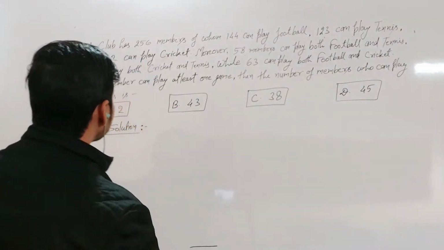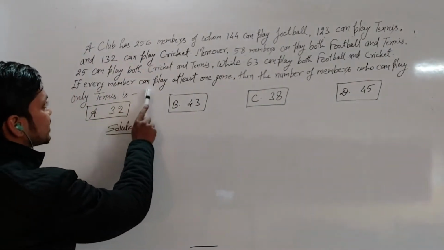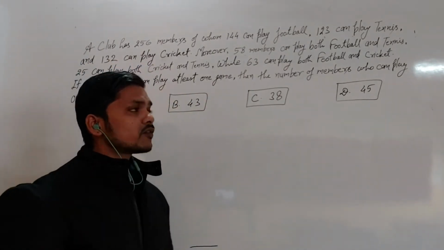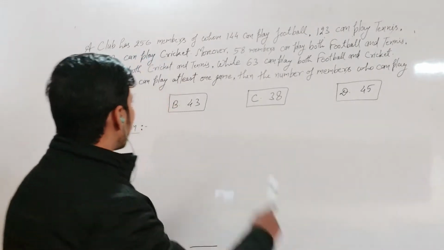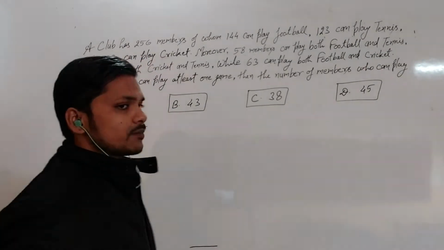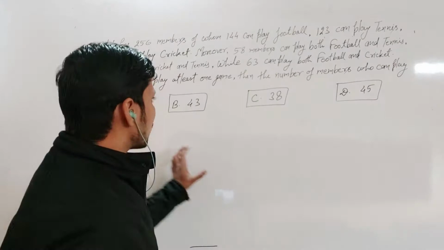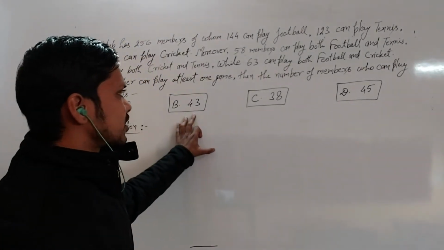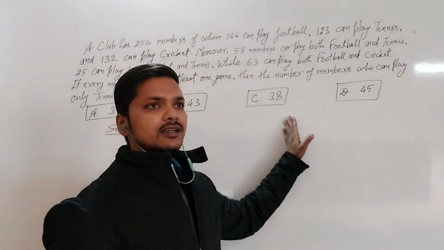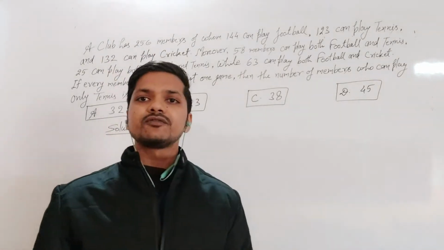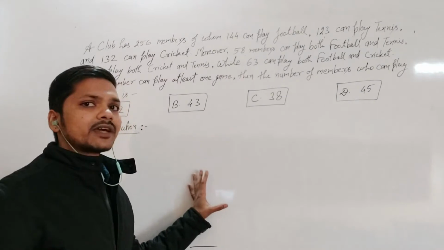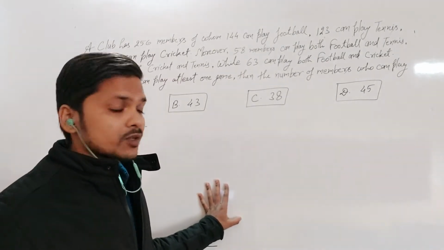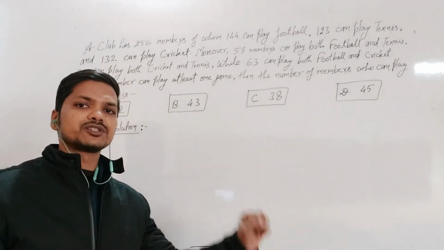So what we have to find here: if every member can play at least one game, then the number of members who can play only tennis. Four options are written: first is 32, second is 43, third is 38 and fourth is 45. So what will be the right answer for those players who can play only tennis? Let's start the solution for this question.